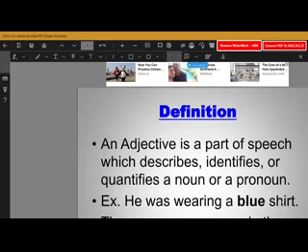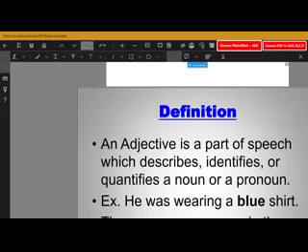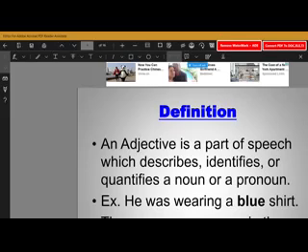Next example: there are 7 rooms in the house. See here, rooms is the noun. How many rooms are there? There are 7. So the word 7 is telling something about the number of rooms present in the house. That is how an adjective plays the role of describing a particular noun or a pronoun.